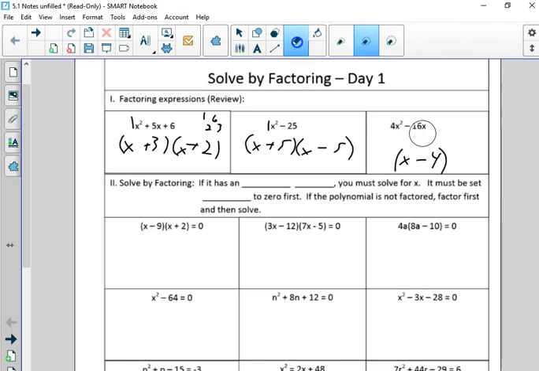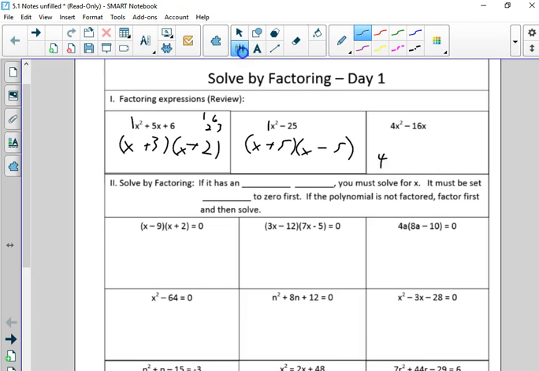I said specifically not to do that. If you still did it, I can't help you at that point. You identify the GCF first. 4 and 16 is 4. X squared and x is x. Then you do your parentheses. This is how you divide.